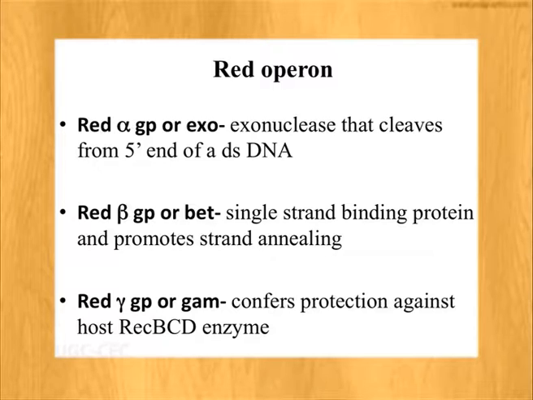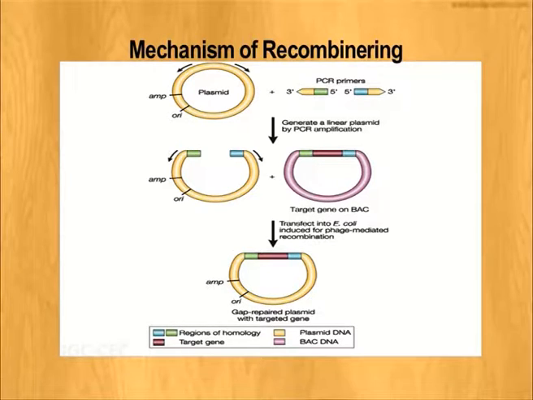The red beta gene product is a single stranded binding protein which helps in the annealing, and the red gamma gene product blocks or prevents the activity of RecBCD. They induce a hyper rec condition in E. coli and other bacteria, and they promote the recombination if only 40 base pair similar sequences are present. Thus, now very simply we can do genetic engineering based on this recombineering technique.